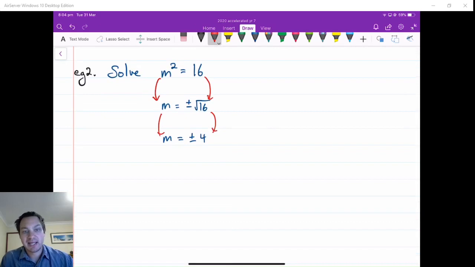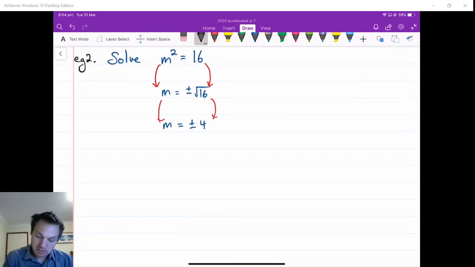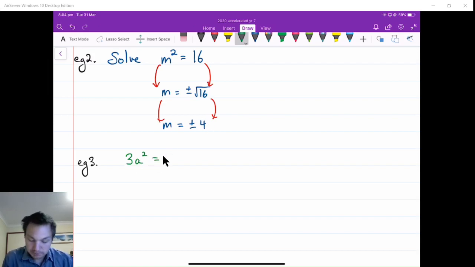Let's do this a little bit more. Example 3. Say I want to solve 3a squared is equal to 26, and I want to find out what value of a makes this correct. What can I substitute in for a so that 3a squared gets me 26?